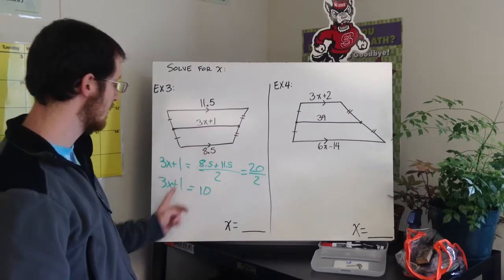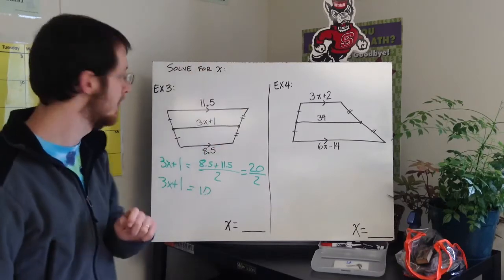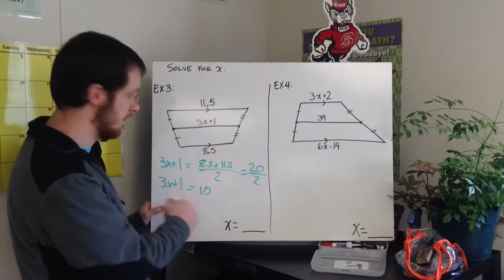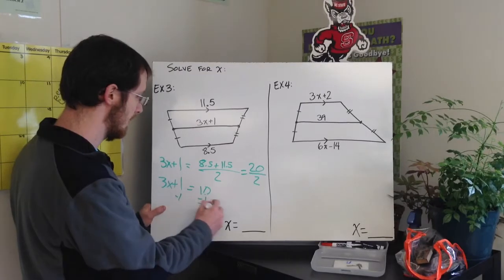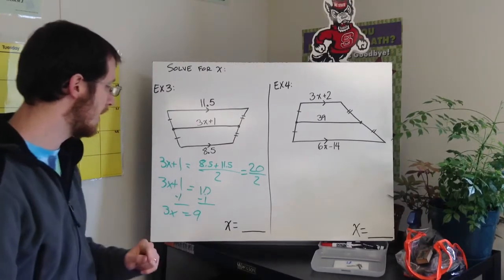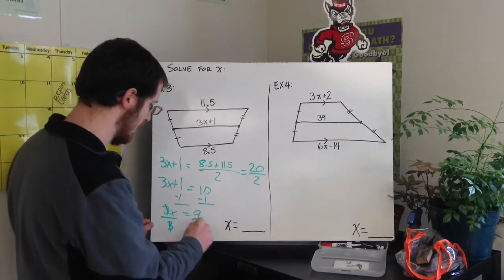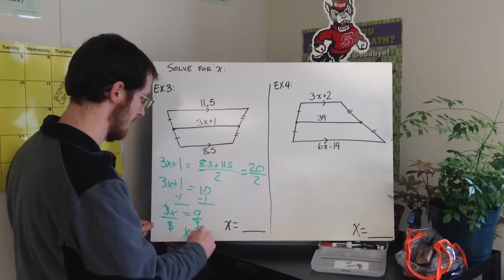So our midsegment 3x plus 1 equals 10, but we don't just want the midsegment, we want to solve for x. So let's continue solving this equation for x. Subtract 1 from both sides. We've got 3x equals 9. Divide both sides by 3. What number can you multiply by 3 to get 9? x equals 3.